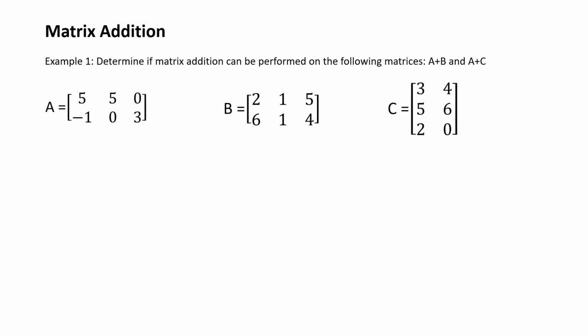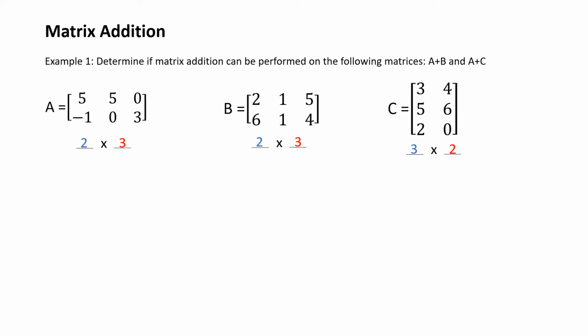In order to determine if matrix addition can be performed on these matrices, we must first determine the size of each matrix. And the size of each matrix is R times C. R is the number of rows and C is the number of columns. The size of matrix A is 2 times 3 because it consists of 2 rows and 3 columns. The size of matrix B is 2 times 3 as well because there's 2 rows and 3 columns. And the size of matrix C is 3 times 2 because we have 3 rows and 2 columns.